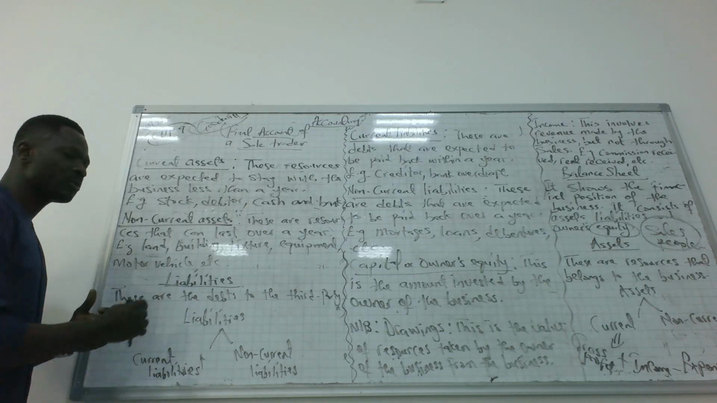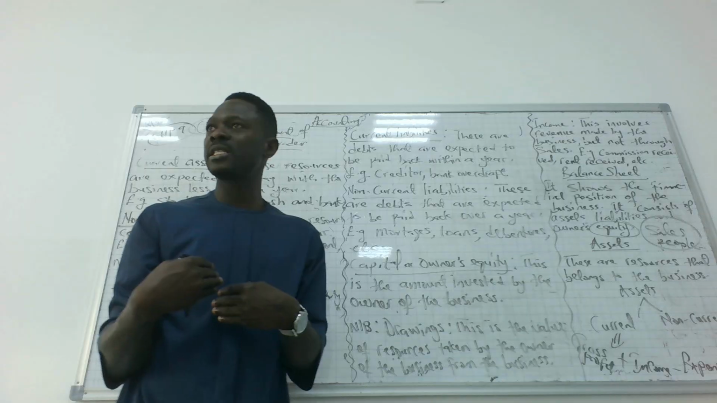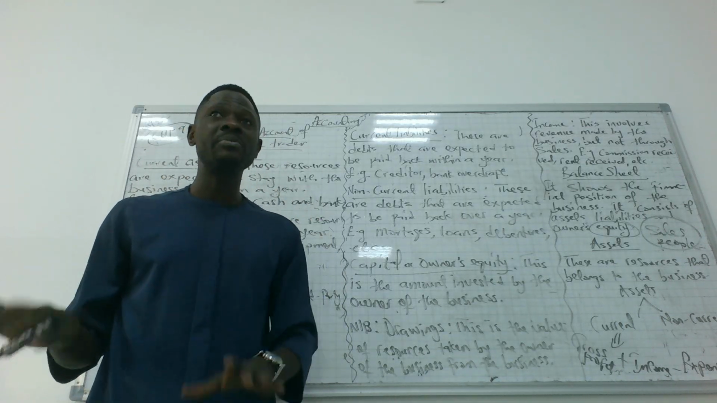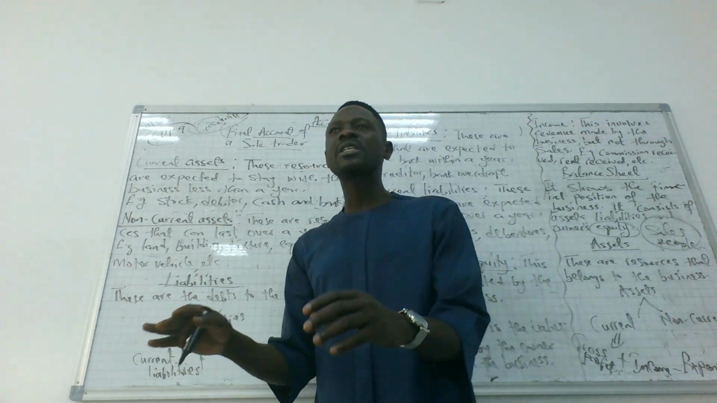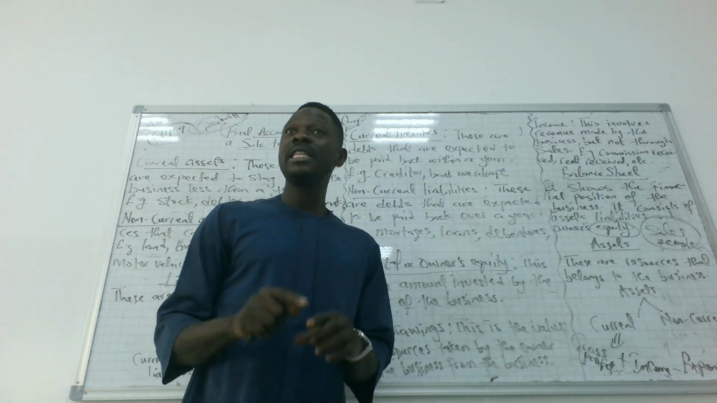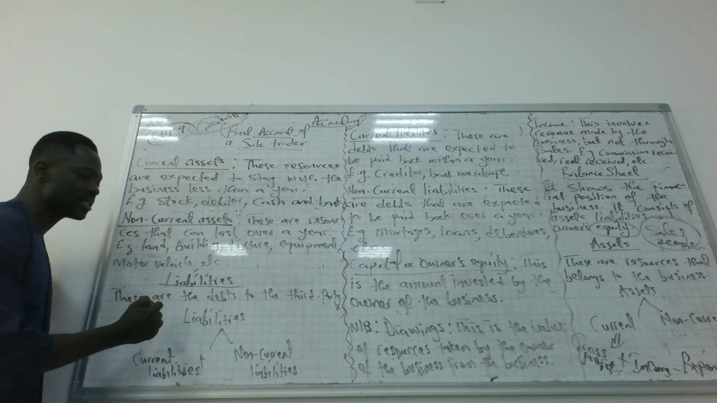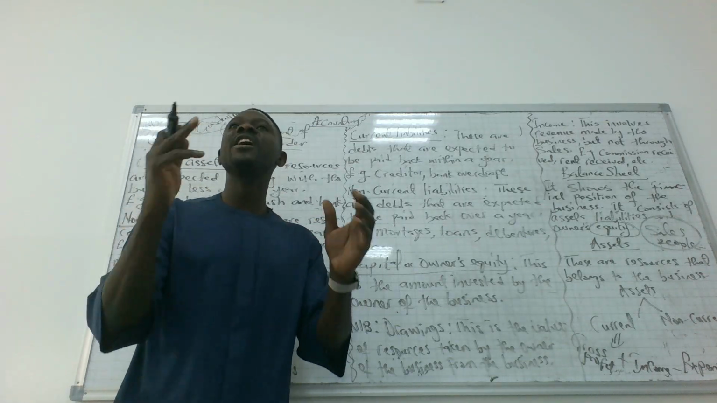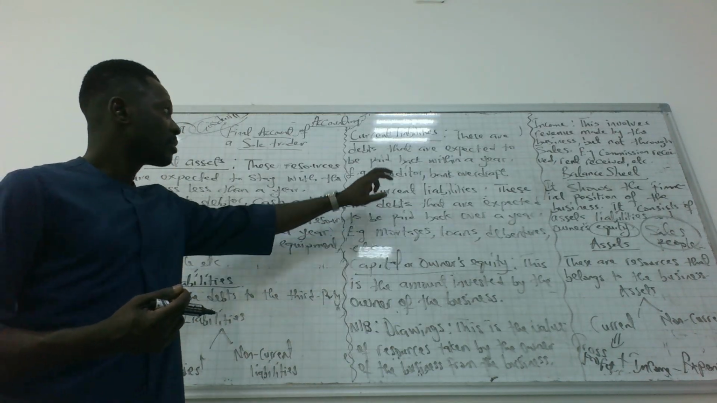Then we have liabilities. What are liabilities? These are the debts to the third party. We use these things, but they do not belong to us. We use them, but it is not for us as a business. So we have current and non-current. It is current liability because we are expected to pay them back within a year. Debts that we have to pay back within a year. Non-current liabilities are expected to be paid back after a year. Is it clear? Good. So that's current and non-current.